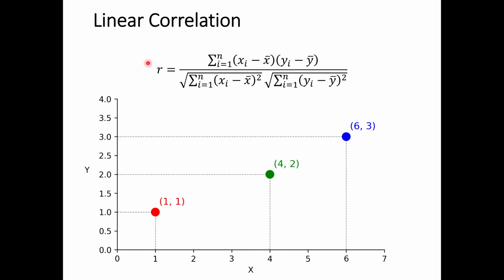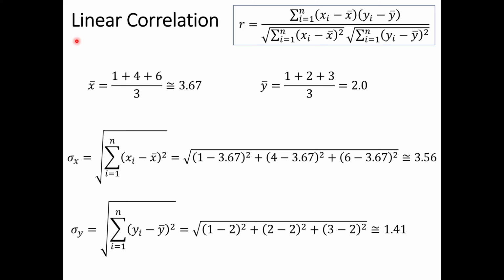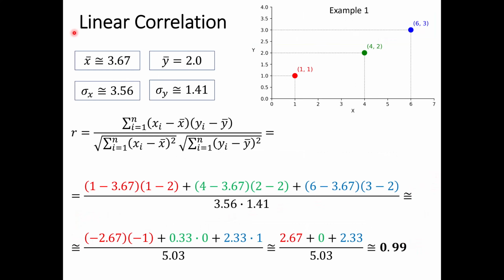Let's take a look at how the correlation coefficient is calculated using a simple example. Let's find the mean values for x and y. Then we'll calculate their standard deviations. We can see that x has a larger spread than y. Now let's calculate the correlation coefficient by plugging the mean and standard deviation values into the formula.